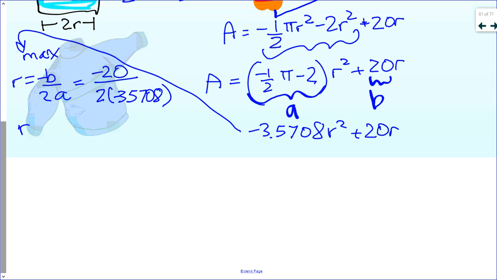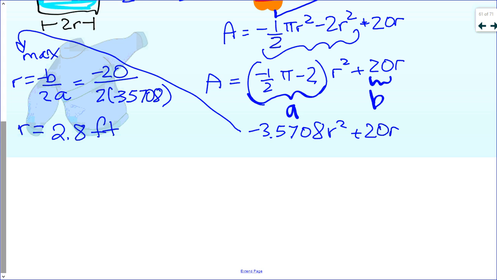So what r will maximize the area inside? Go ahead, Rhea. 2.8, that's what it says. Yeah, we'll go with 2.8. All right, so r equals 2.8 feet. So it says, what dimensions will admit the most light? Questions on this?